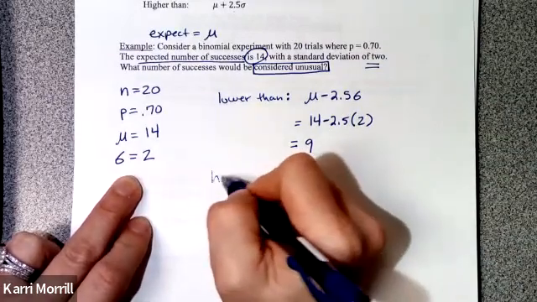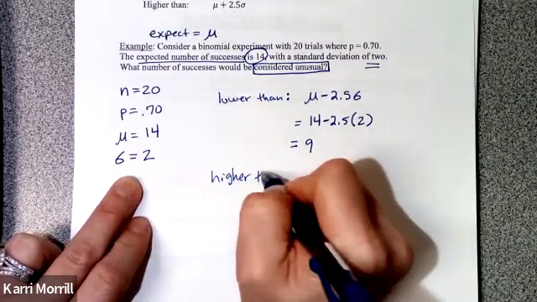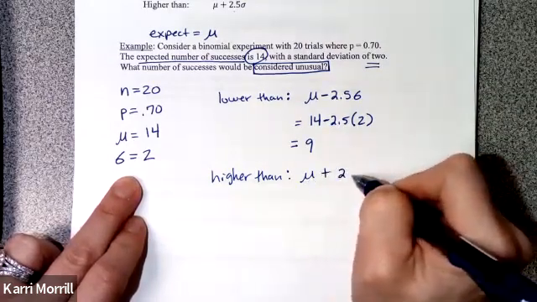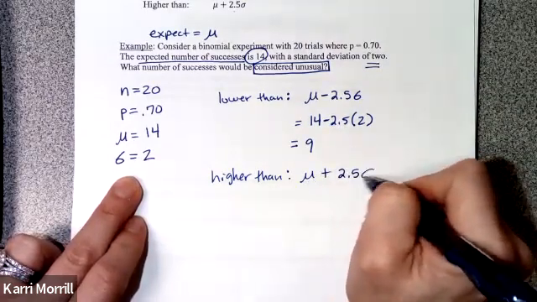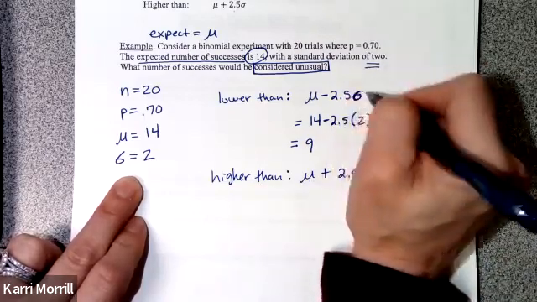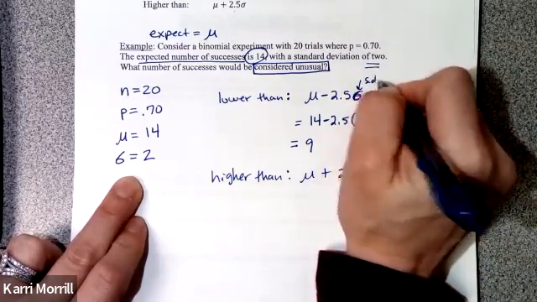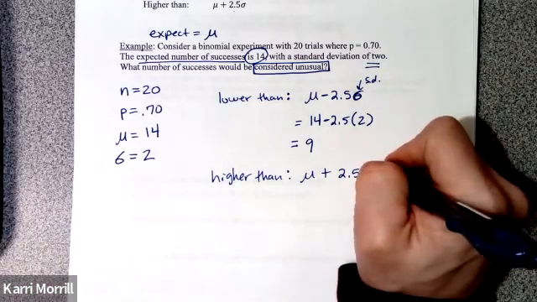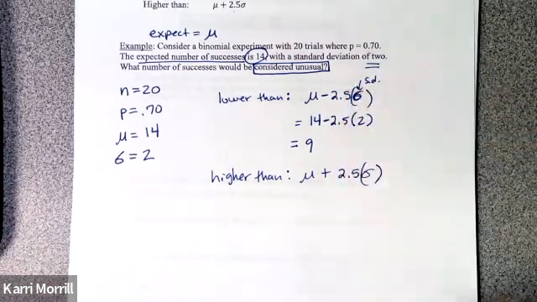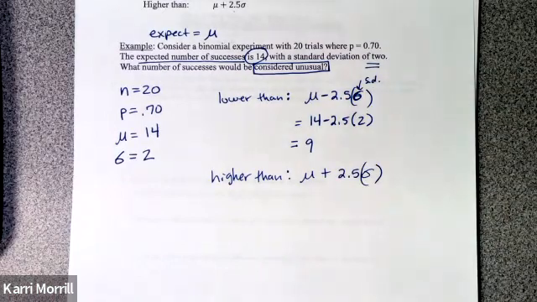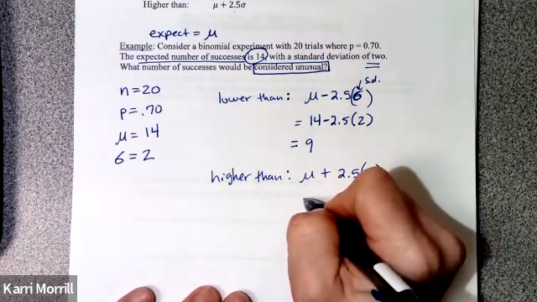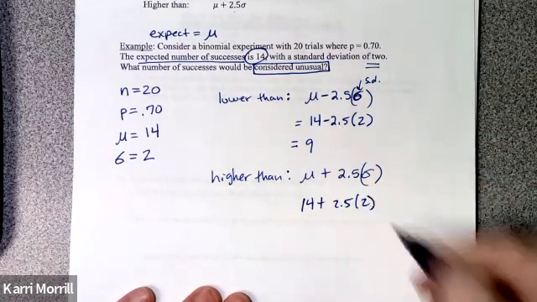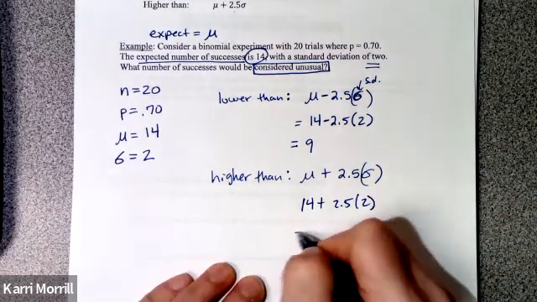Okay, if I'm working with the higher than portion, this would just have a plus sign between those 2 things. I know my little symbol looks like a 6, but this is the standard deviation symbol. That's a sigma symbol. Don't let that confuse you. You can put it in parentheses if you need to, so it doesn't look like the number 6. Okay, so 14 plus 2.5 times 2. This time you're adding it, so you'll get 19.